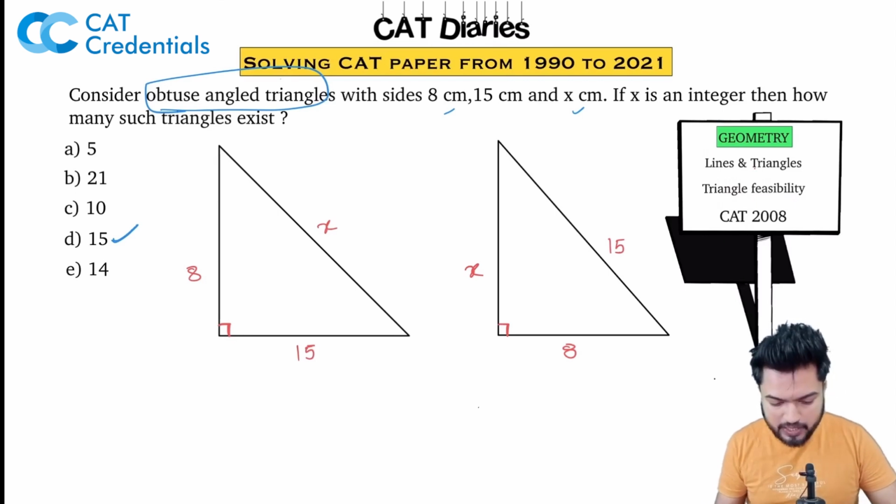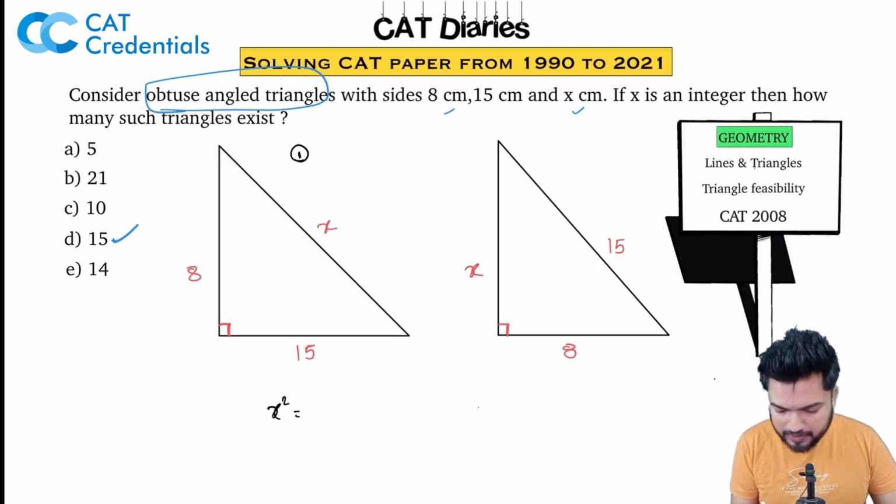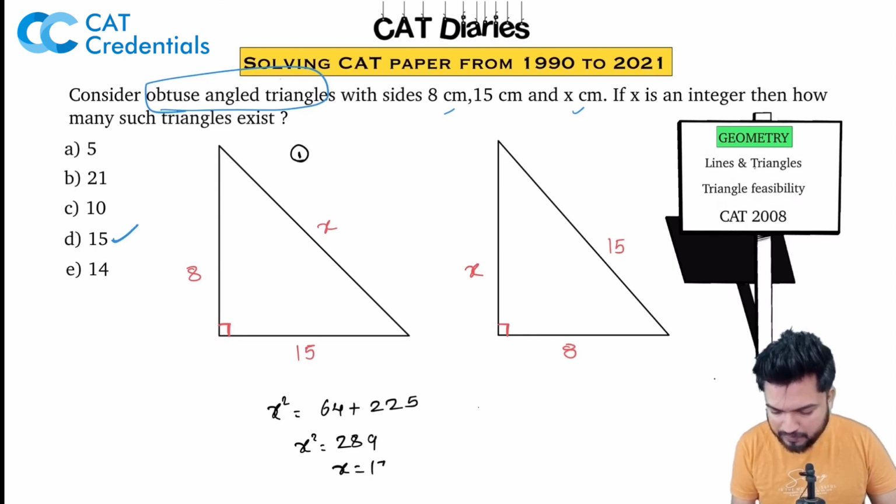Now considering case 1, how many triangles can be formed? So what is the value that x can take? Pythagoras theorem: x square is equal to 8 square, 64, plus 15 square, that is 225. That is equal to what? This is 289. So x square is equal to 289. So x is equal to what? 17. So x takes the value of 17.